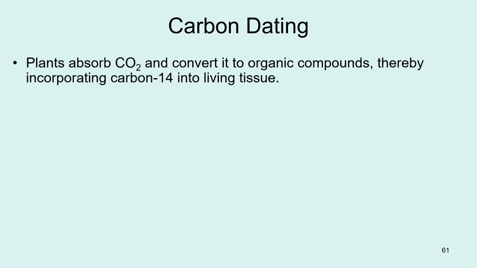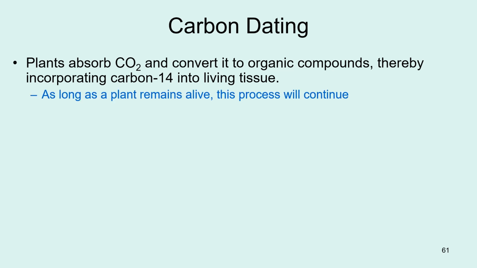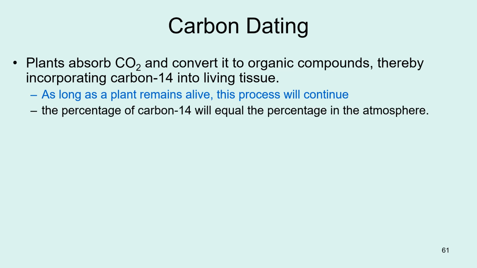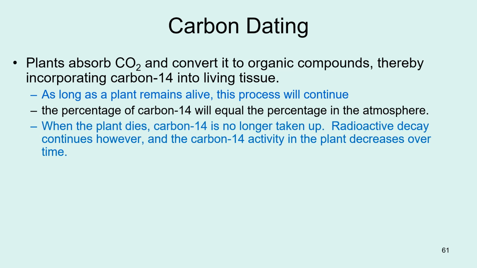As long as the plant is alive, a tree or whatever, it will continue to absorb CO2 and convert CO2 into the parts of the plant that it needs. And so it incorporates this carbon-14 into living tissue. As long as the plant is still alive, this process continues, and the amount of carbon-14 in that plant will remain 15 disintegrations per minute. So the carbon-14 in the plant equals the percentage in the atmosphere, which again is about 15 disintegrations per minute.